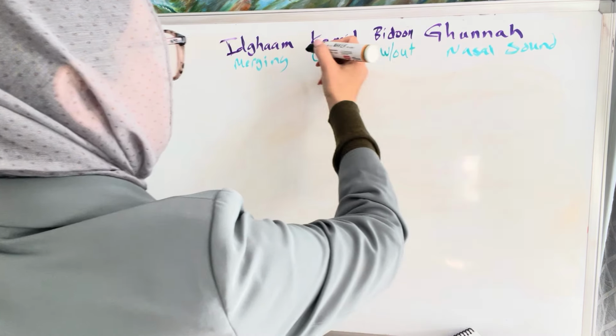This alif is not really read. It's not pronounced. This would be a different rule that we're not talking about right now. If this comes at the end of the ayah, or if you're stopping on it for some reason, then the alif is pronounced. But in this case, because we're focusing on the idgham, when we're merging this, the alif has no effect on it.